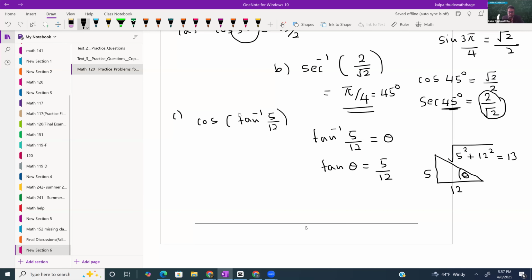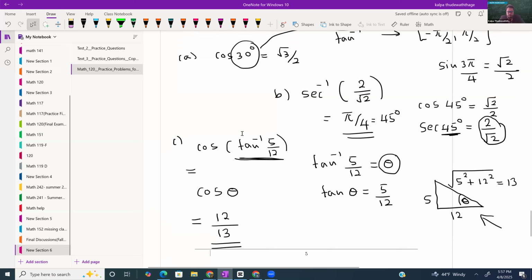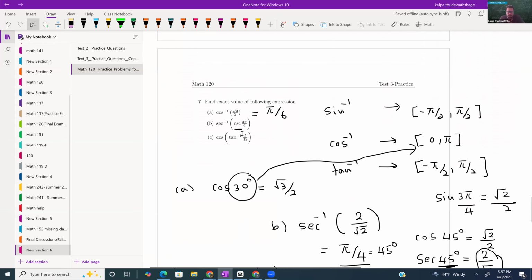I did the similar. So that means I need cosine of tan inverse 5 over 12. Tan inverse 5 over 12 I chose as theta. So I can find cosine theta because they are the same. But cosine theta I can find using this, which is adjacent over hypotenuse, which is 12 over 13. That's how we see it. Okay. All right. I think it's very clear.